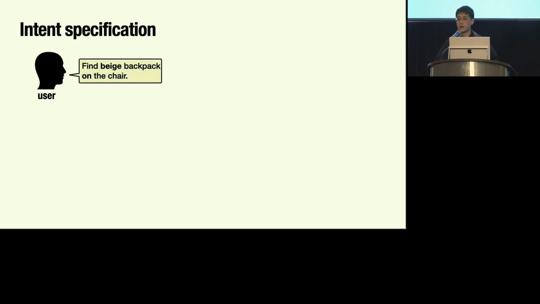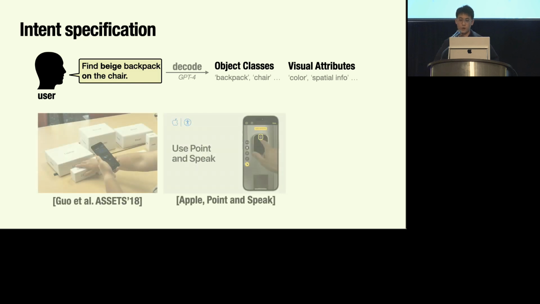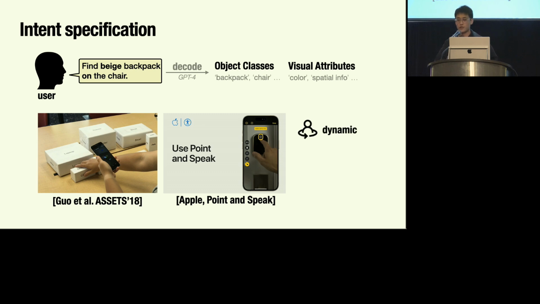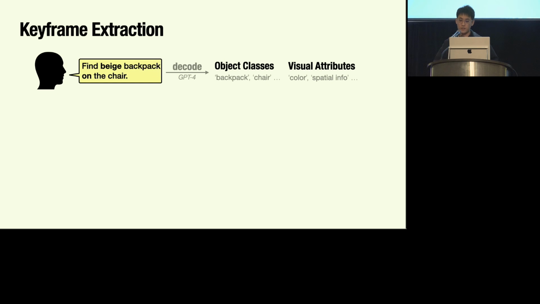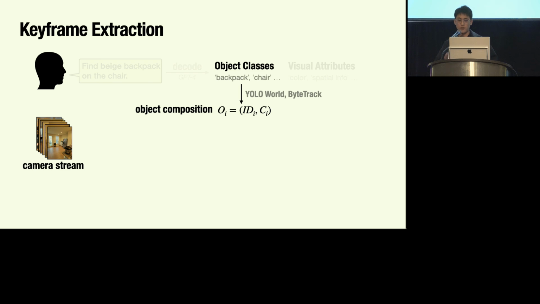First, the user talks to WorldScribe about their intent, and WorldScribe decodes it into relevant object classes and visual attributes. Next, we want to simulate a visual cursor where the user indicates their visual interest by the camera movement, such as exploring generally with dynamic movement, or focusing on something to indicate their interest. To achieve this, we extract keyframes to understand the user's visual focus. Given a camera stream from the user's smartphone, we use YOLO World and ByteTrack to detect objects with their IDs and classes as outputs.